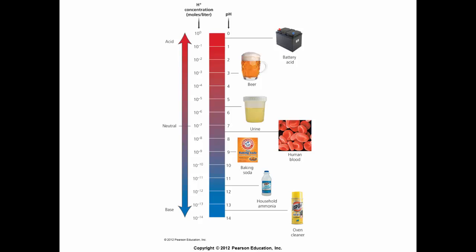Each unit is a 10 times increase. So 5 is 10 times more acidic than 6 on the pH scale. 5 would be 100 times more acidic than 7. 5 would be 1,000 times more acidic than 8. So the pH in the stomach, once that food arrives, is roughly around a 2. Blood is around 7.45.